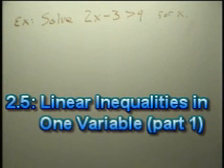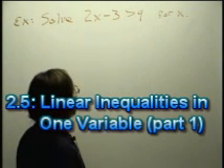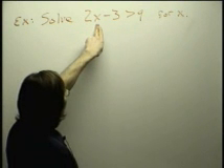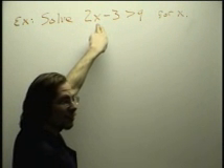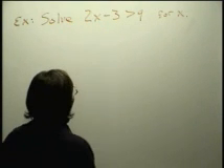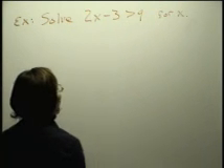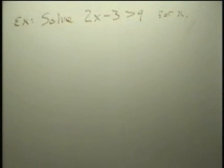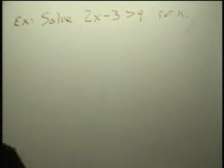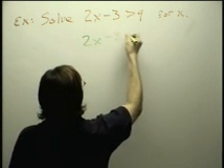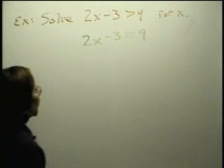In this section, we want to talk about solving linear inequalities in one variable. This is an example of a linear inequality in one variable. It's linear because the variable occurs only with the power 1, and there's only one variable, x in this case, so it's a linear inequality in one variable. Very similar to a linear equation in one variable.